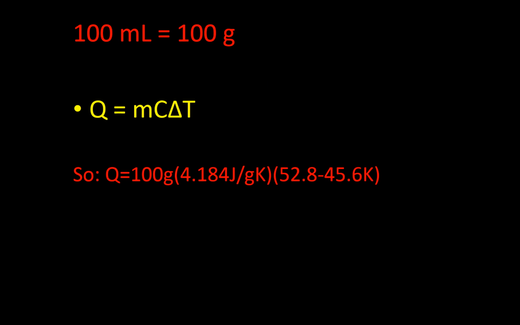Let's apply Q equals mc delta T. C was a value we looked up from a table that I gave you in the previous slide. Multiply that by 100, multiply that by our temperature change, 52.8 minus 45.6, will give us a Q of 3012.48 joules.